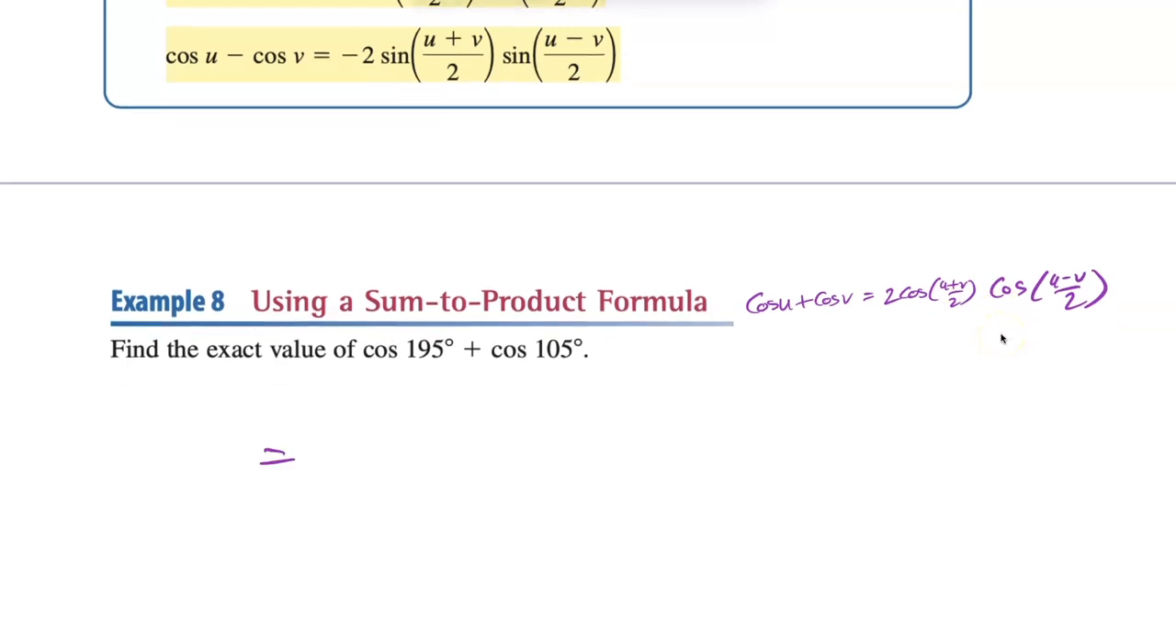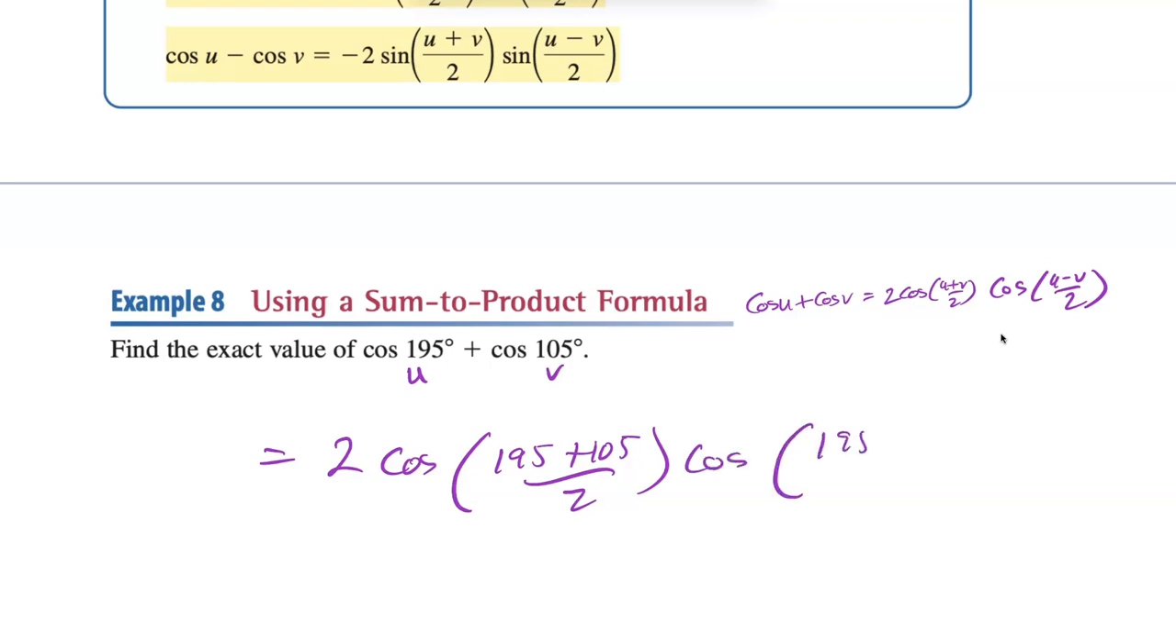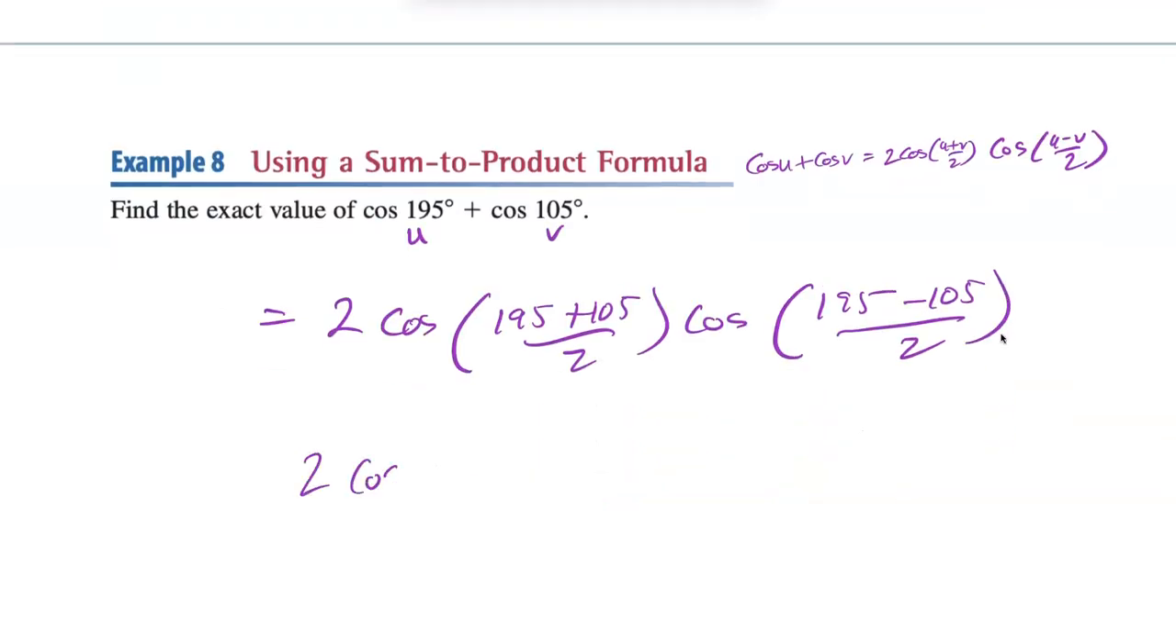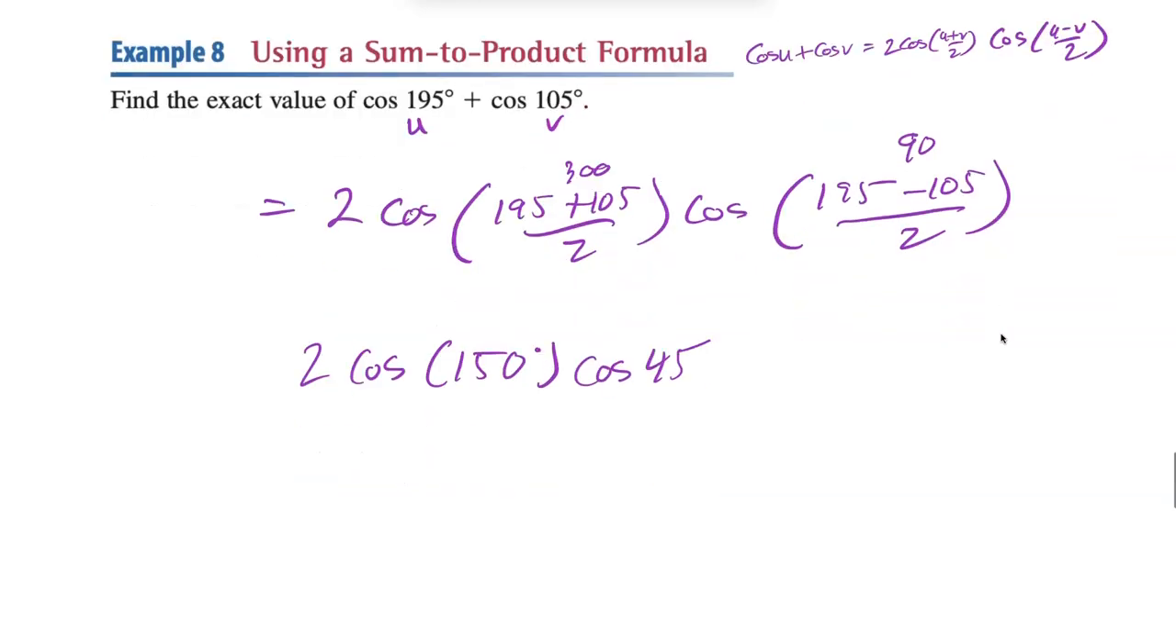So this is going to equal 2, this is going to be my u and my v, 2 cosine of 195 plus 105 divided by 2, cosine of 195 minus 105 divided by 2. So this is going to be, what is that? 300, so 150. We need to divide 300 by 2. And this is going to be 90, so 45, cosine 45. Right, and that's something we could do. Cosine 45, we all know, is radical 2 over 2. You have to figure out cosine of 150.